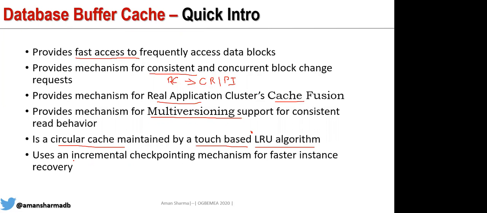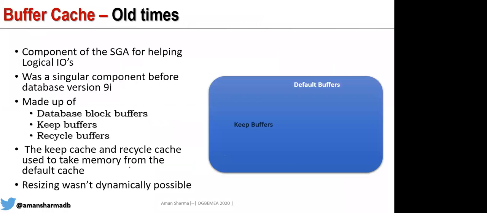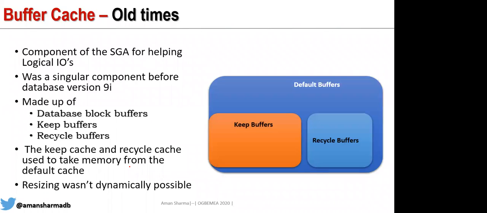We're not going to talk about checkpointing here, but the checkpointing is going to be incremental, which means after every few intervals, the checkpoint is actually going to happen. Now, the buffer cache in the old times, when the database was of versions before 9i, was going to be made something like this. You basically had the database buffer cache available as a singular cache, which was maintained as one single unit.